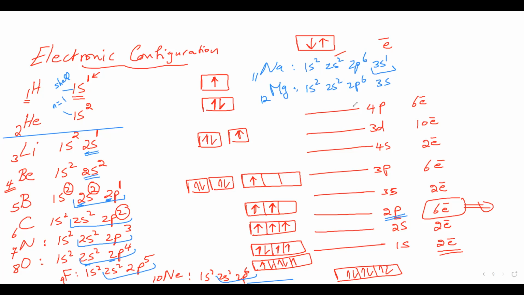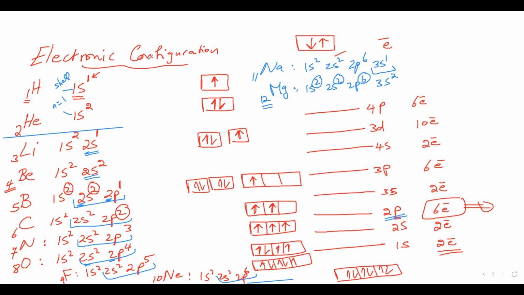Yes, and if you count these numbers, 2 plus 2 plus 6, they are 10, and then there are 2 electrons left, so they are going to fill the 3s by 2 electrons. The s subshell cannot be filled except by 2 electrons maximum. Yes, excellent, Omar.